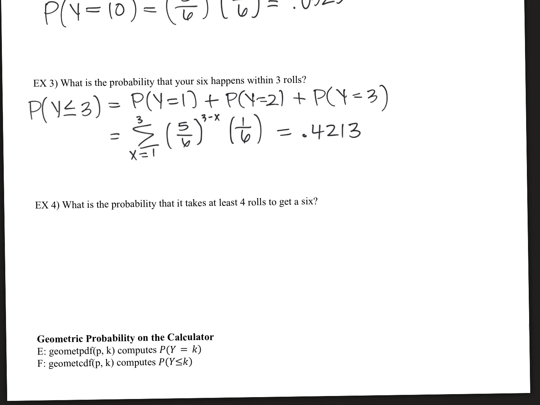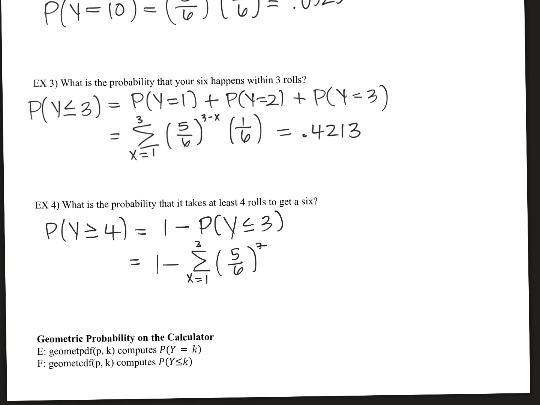Okay. So the probability it takes at least 4 rolls to get a 6. So the probability y greater than or equal to 4. When we did the binomial distribution, because we had a fixed number of trials, we could do greater than or equal to 4 because we had an end. But with geometric, we don't have an end. So we do 1 minus the probability that y is less than or equal to 3. Because we just found that, 1 minus 0.4213 is 0.5787.